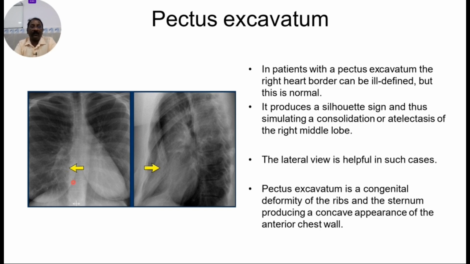See here, I told you, the right heart border you are not able to see clearly. So the reason is right mid lobe lesions, could be consolidation or the collapse. Okay, so it produces a shell-out sign, thus simulating consolidation or atelectasis of the right middle lobe. The lateral view is helpful in such cases. So when you're in doubt, get a lateral view.